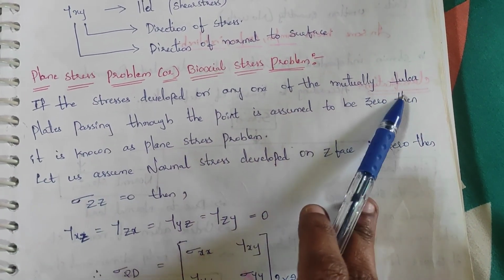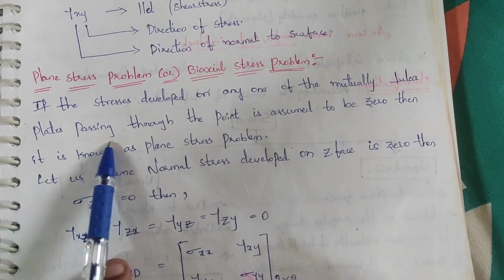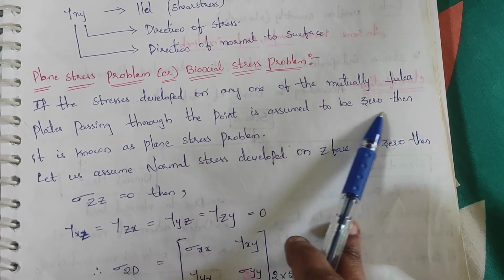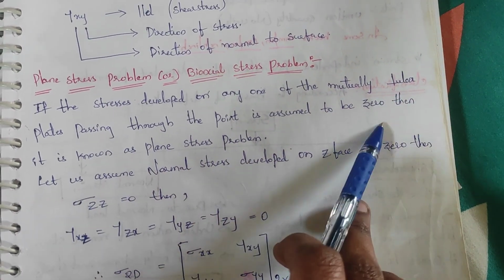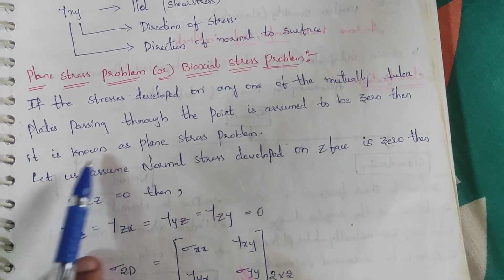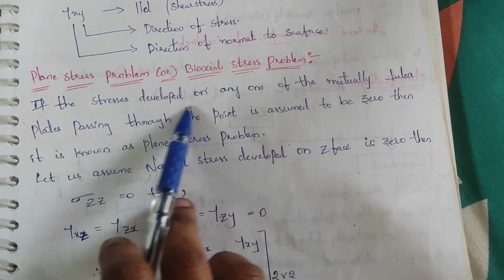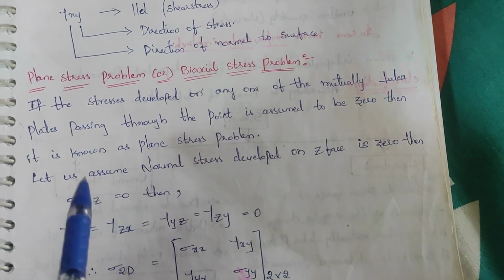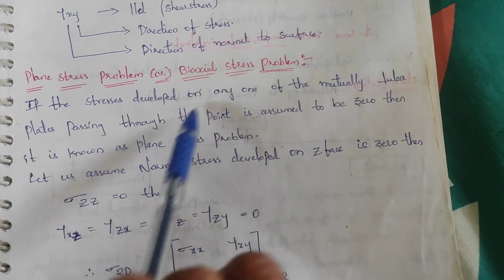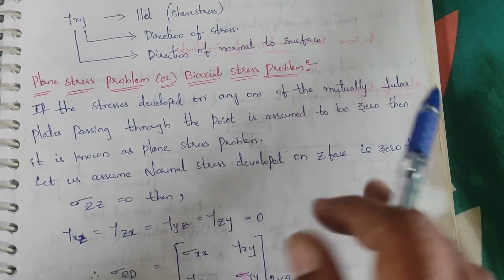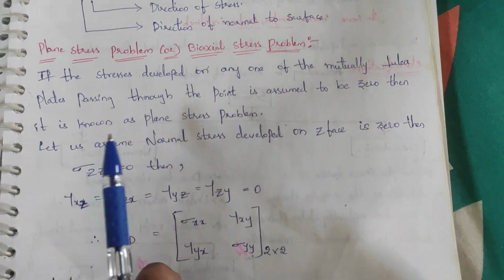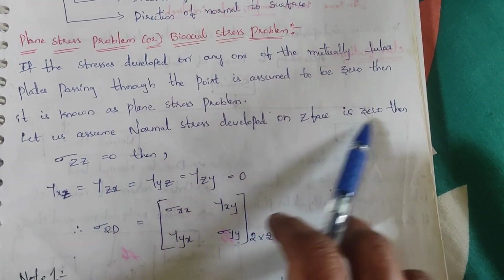Any one of the mutually perpendicular planes passing through the point is assumed to be 0. I'll be showing one example also. Then it is known as the plane stress problem. Understand? See, the stress will be developed mutually perpendicular to the plane passing through the point and it is assumed to be 0.